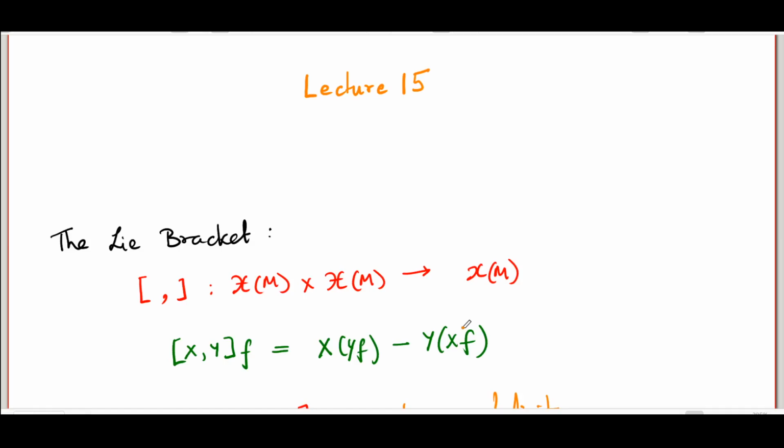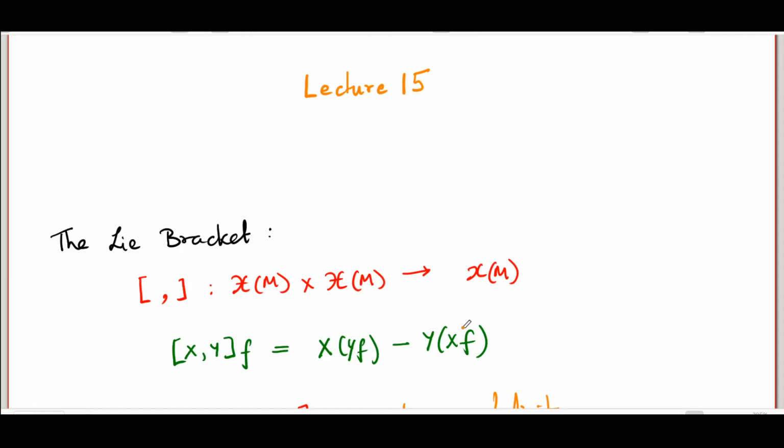vector fields, where you think of a vector field as an operator acting on a function to produce another function, in the following manner. The bracket of X and Y yields a vector field which, when it acts on a function f, gives you the same thing as X acting on Yf minus Y acting on Xf. In the last lecture, we checked that this is a genuine vector field.